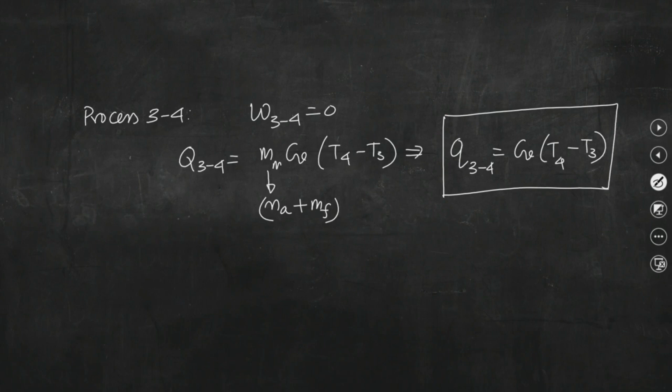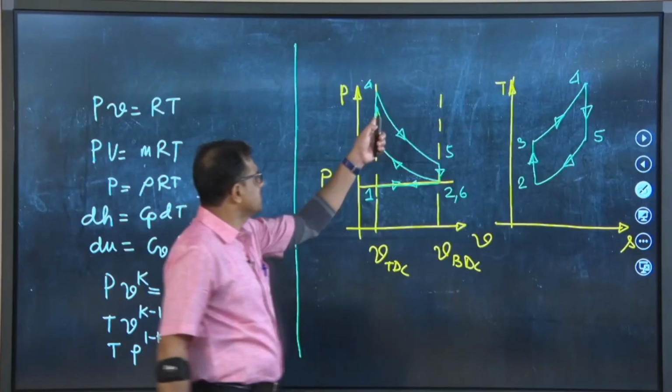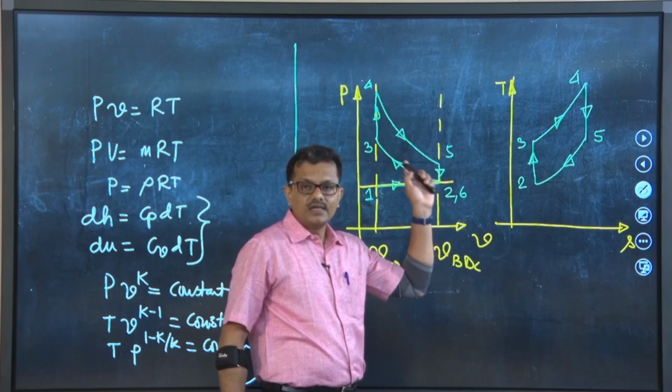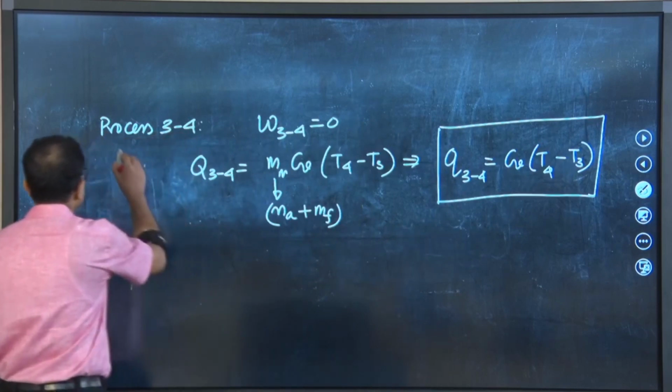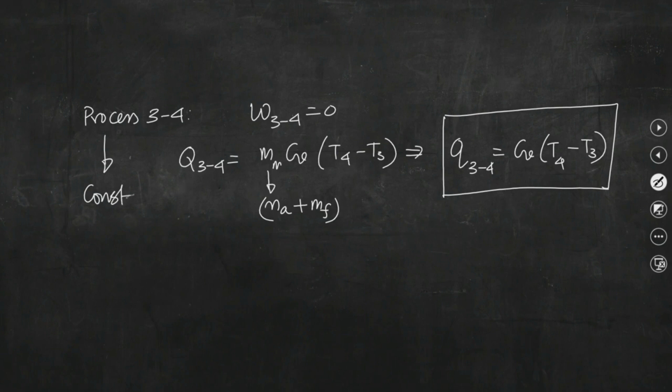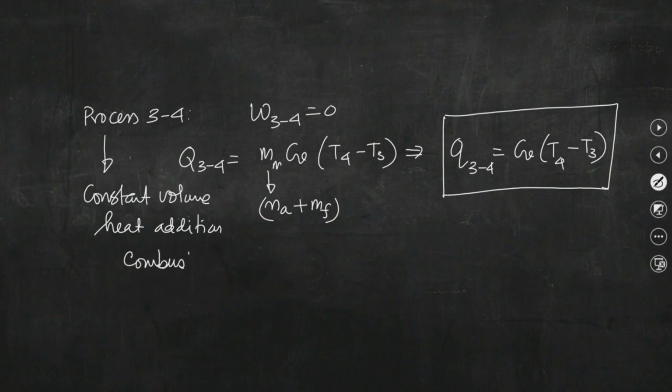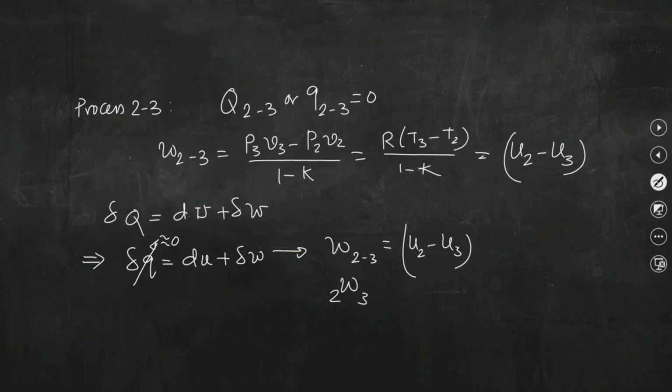Okay. Next process, if we go to the previous slide, is 4 to 5. This is again isentropic expansion, that is the power stroke. If we write here, process 3 to 4 is constant volume heat addition, that is the combustion process. Similarly, process 2 to 3 is isentropic compression.